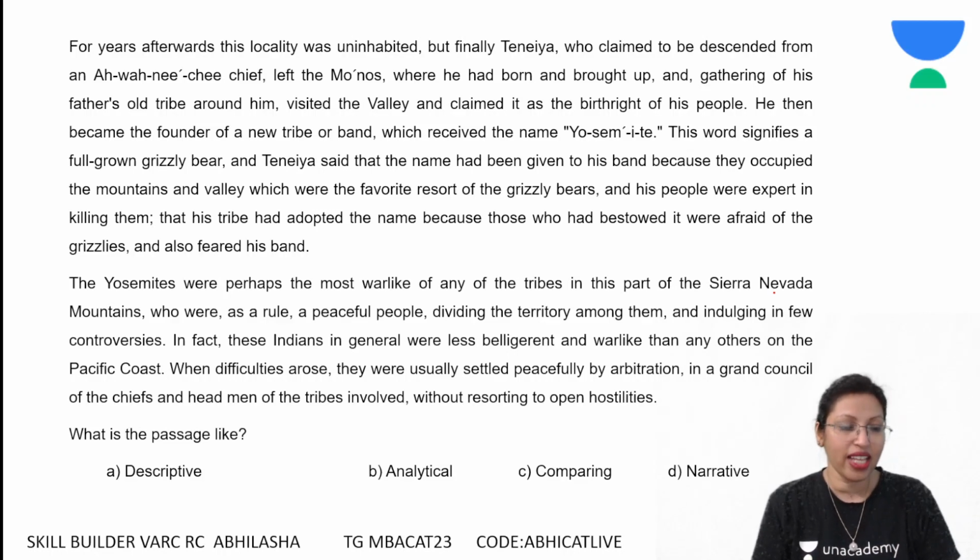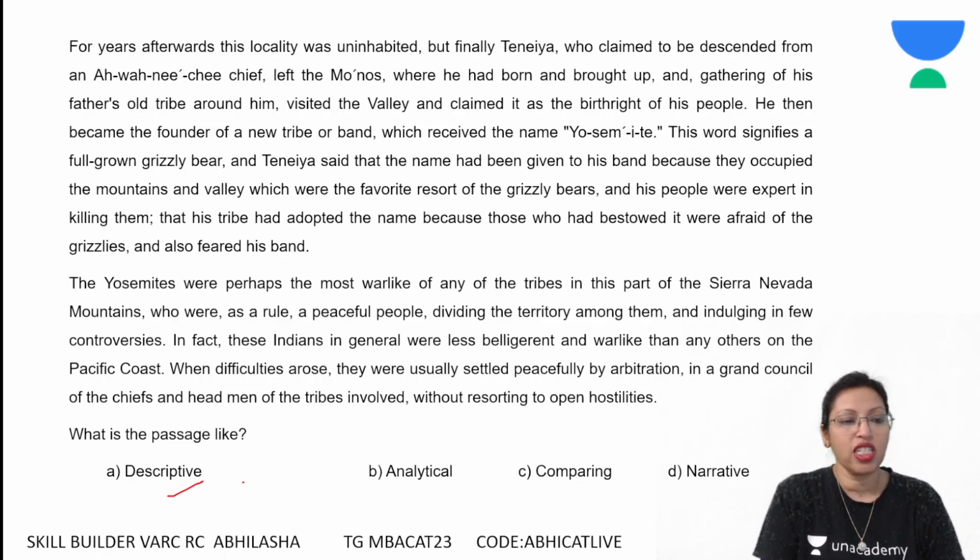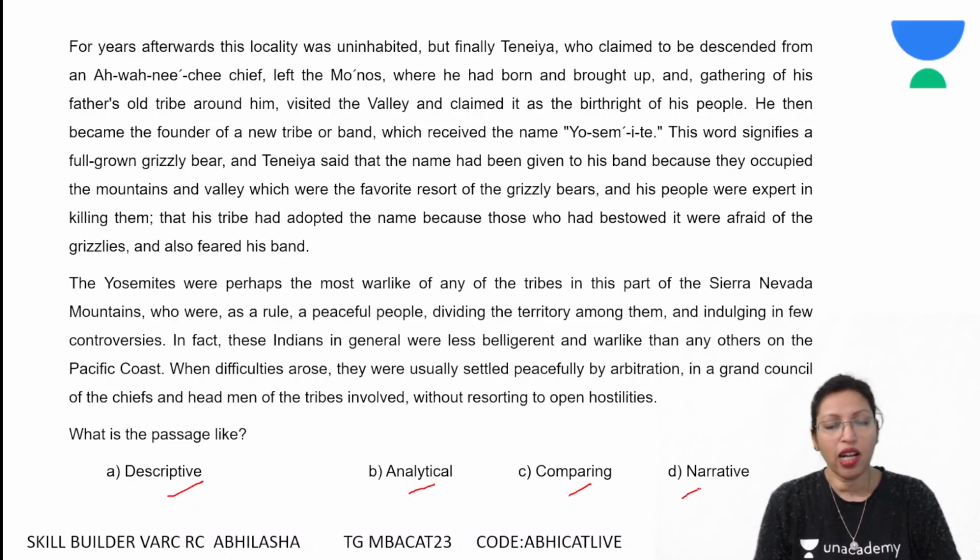The question itself says, what is the passage like? And then it gives you options. Is it descriptive? Is it analytical? Is it comparing? Or is it narrative? So let's try and find out what this passage is like. Okay, take a minute, pause the video. For all those who are watching it later, you can pause the video here, read, take as much time as you wish to read and understand, and then do it. So let's do this together.